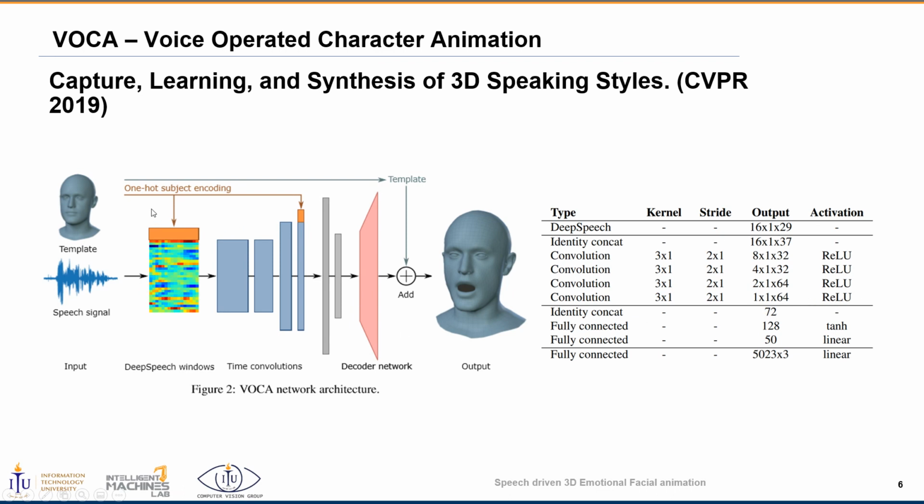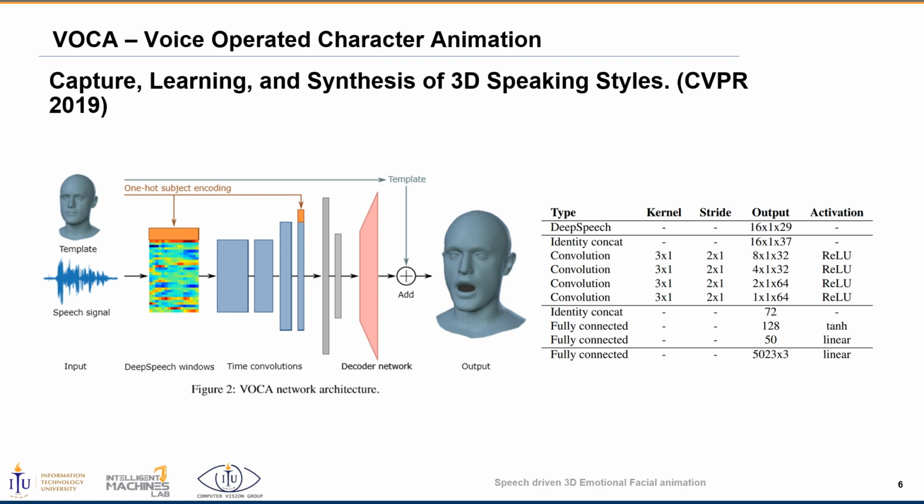In the end we concatenate the identity information once again. So why are we adding the identity information? Because different speakers in the training data have different speaking styles, so it is basically just to access different speaking styles from the training data.